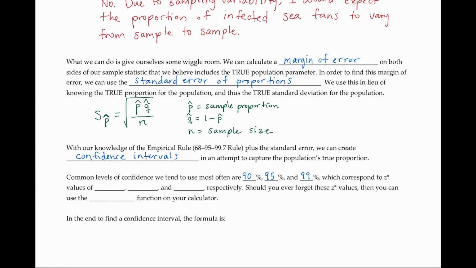And these correspond with specific, what we call Z-star values. So we don't call them Z-scores because they're not from a hypothesis test, but it's very semantic. We're not going to worry so much about that. So instead, we'll just sort of go through the values here. So a 90% confidence interval corresponds to a Z-star of 1.645.